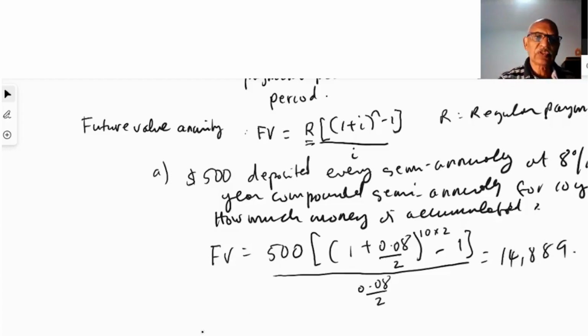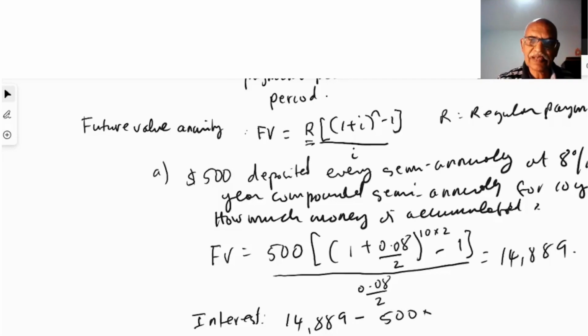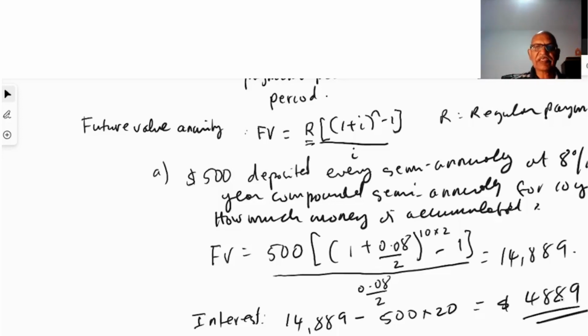14,889. So how much interest did I accumulate? Interest will be: how much did I deposit? 500 times 20. Therefore, 14,889 minus the money I deposited, 500 times 20. This will be $4,889. This is the extra money I got after 10 years.